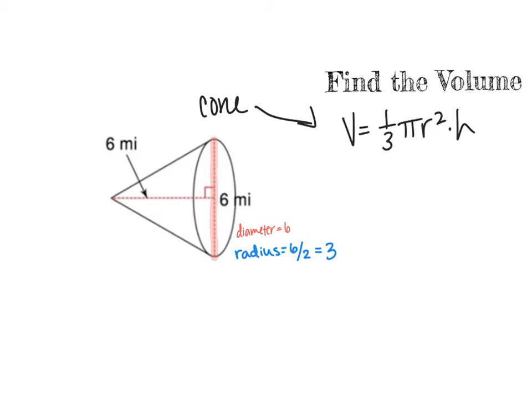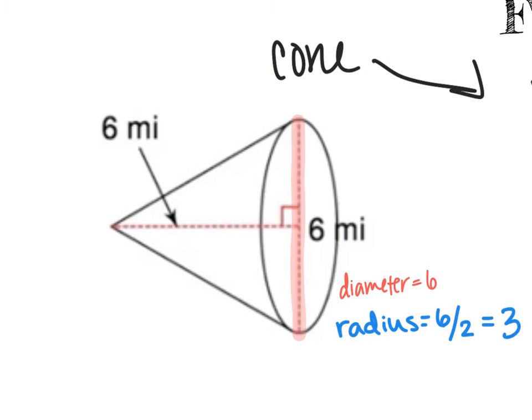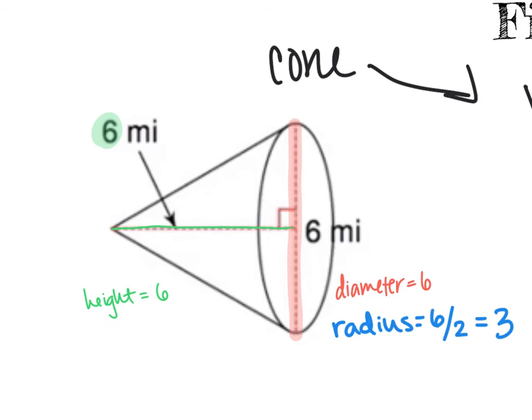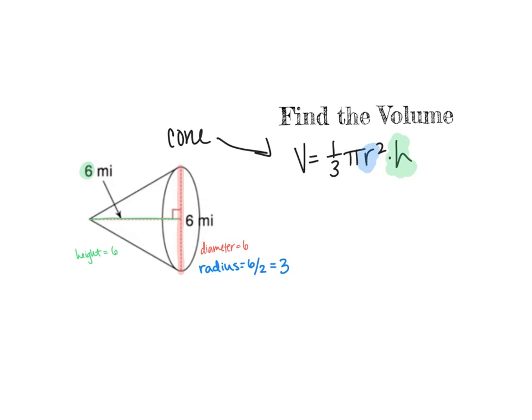All right, so now that I know what my radius is, let's see if I have a height. Well, if I look closely here, top of my cone to the bottom of my cone, that is 6. So I know that my height is equal to 6. All right, so now if the radius is 3 and the height is 6, let's plug it into my formula and solve. Here we go. Volume is equal to 1/3 times 3.14 times my radius, which is 3. Square my radius and times that by my height, which is 6.